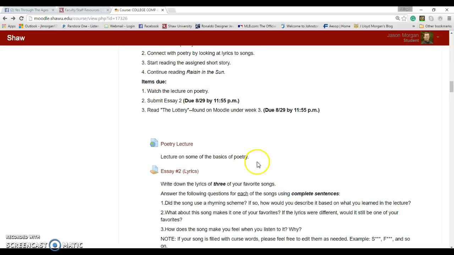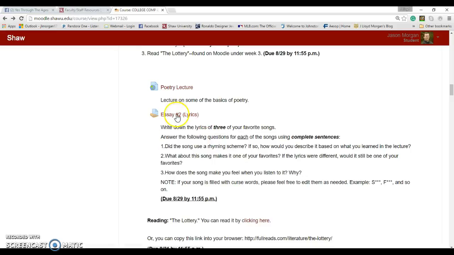So this week, pretty straightforward. Again, watch the poetry lecture. After you watch the poetry lecture, use what you've learned in it to help you with Essay 2. And then during the week, read The Lottery, which is, again, a short story.